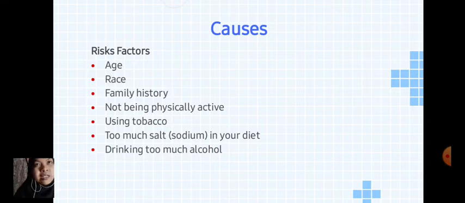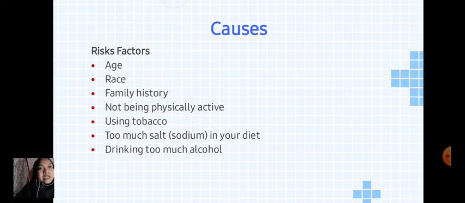I will add risk factors that are common in our society. So the first is age. The risk of high blood pressure increases as you age. Until about age 64, high blood pressure is more common in men, and women are more likely to develop high blood pressure after age 65.